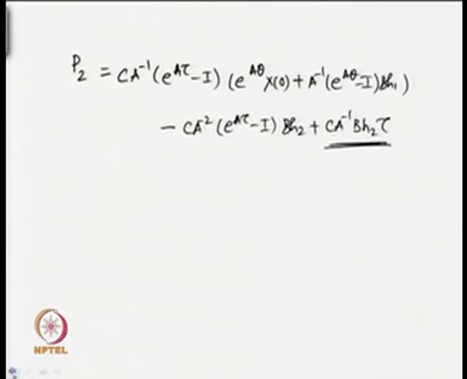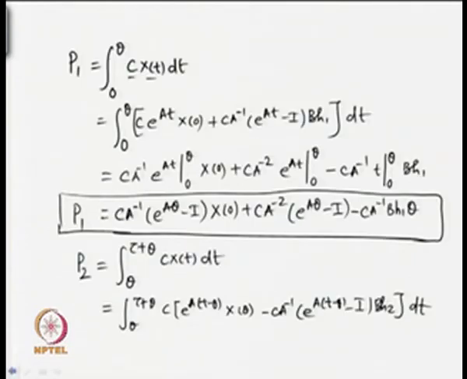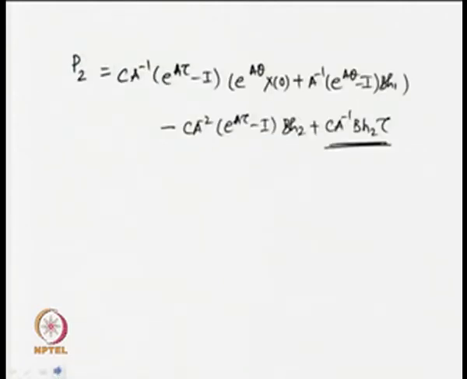If you go back, see the last term of P1, again it is obtained in the form of minus C A inverse B h1 theta. So, the last term of the integrals of different parts are found to have the expression C A inverse B. So, C A inverse B, that is one important observation we have made so far.